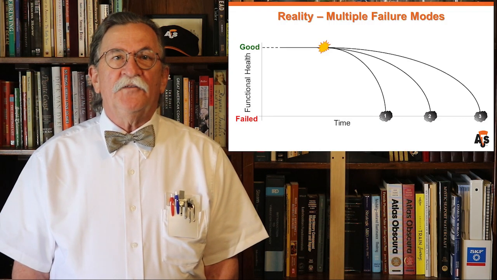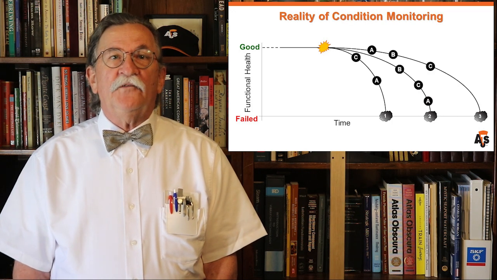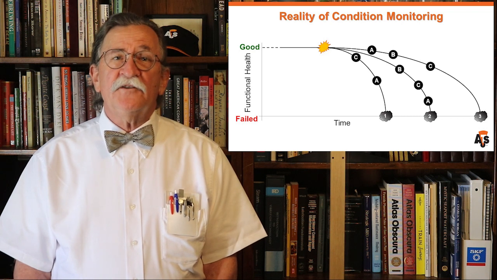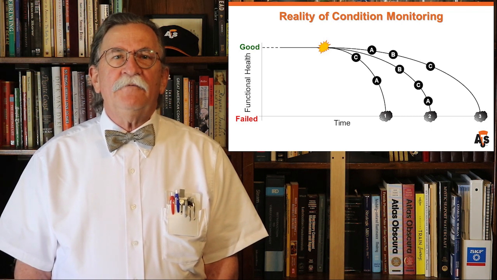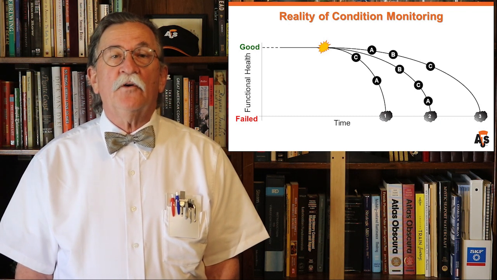The other thing we need to remember is that machines all have multiple failure mechanisms that once the damage starts, progress at different rates, show themselves to us at different times along the degradation curve, and require different technologies to detect in a timely enough manner to be able to plan and schedule the corrective action.